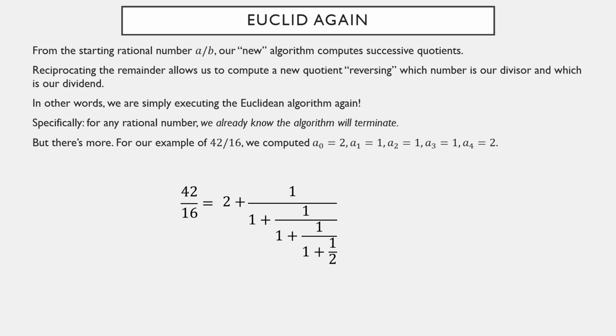In other words, what we really computed is that 42 over 16 can be represented as this terribly nasty looking iterated fraction, 2 plus 1 over 1 plus 1 over 1 plus 1 over 1 plus 1 over 2, stop. And observe this is a0 plus 1 over a1 plus 1 over a2 plus 1 over a3 plus 1 over a4. So let's try to formalize the observation we made in that previous example.